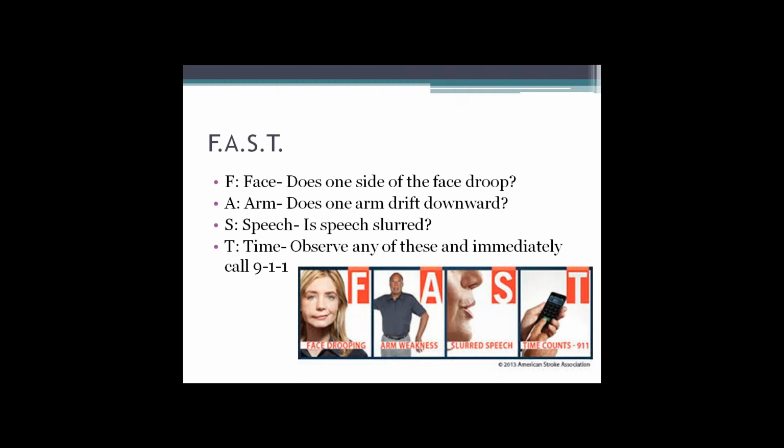So one acronym to use when educating patients or the public about stroke is FAST. F is the face. Ask the person to smile. Does one side of the face droop? The arms. Ask the person to raise both arms. Does one arm drift downward? And speech. Ask the person to repeat a simple phrase and notice if their speech is slurred. Time. If you observe any of these signs, immediately call 911.